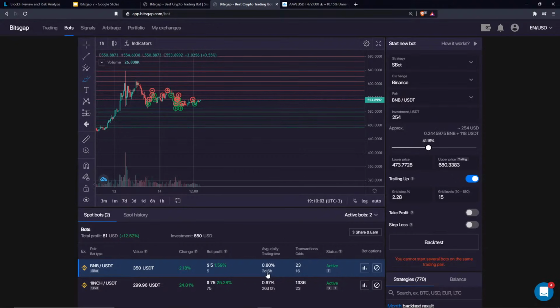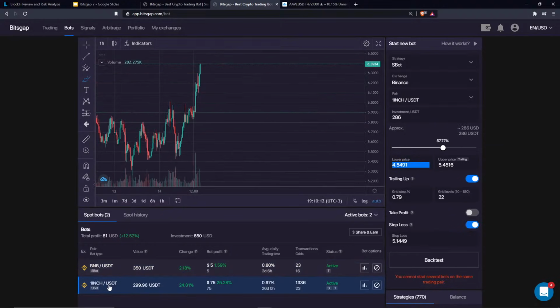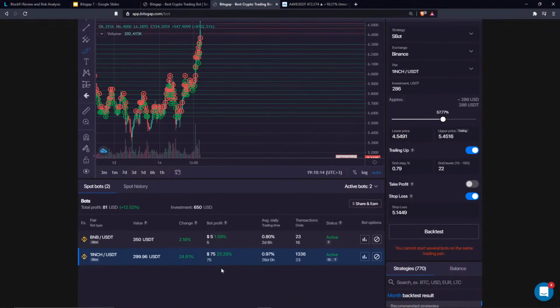Until today it's been 2 days, and it's made $5, which is almost 1% per day. Though I would focus on 1inch, because here you see it's been trading for 26 days, and throughout this period it's been steadily making around 1% daily. So that's around $3 per day. So you end up with around $90 per month.